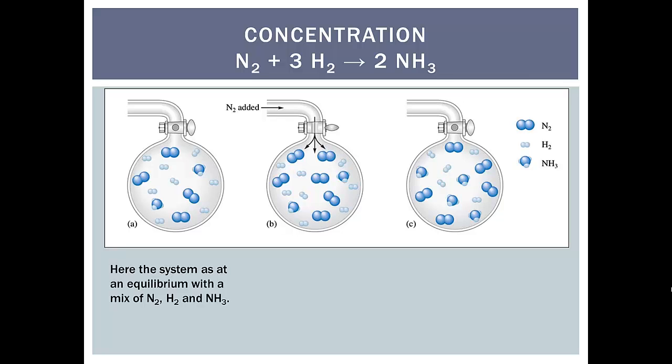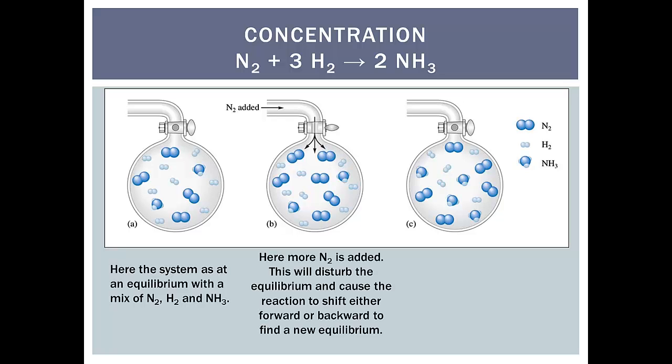So our reaction is shown here. It's nitrogen plus 3 moles of hydrogen go to 2 moles of ammonia. These are all gases. So here the system is at an equilibrium with a mix of nitrogen, hydrogen, and ammonia. The larger blue circles are your nitrogens, the smaller ones are hydrogens, and then you have NH3 illustrated there as well. Now the stress here is that we're increasing the amount of nitrogen, as you can see in letter B. This is going to disturb the equilibrium that was established and cause the reaction to shift either forward or backward to find a new equilibrium.